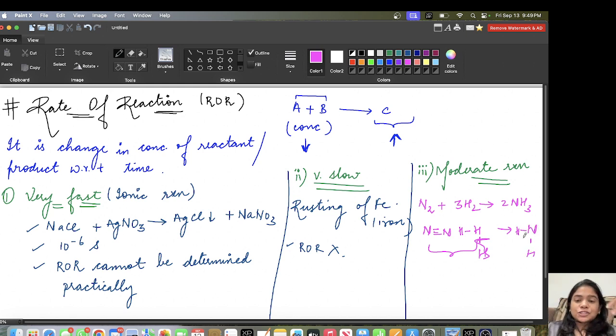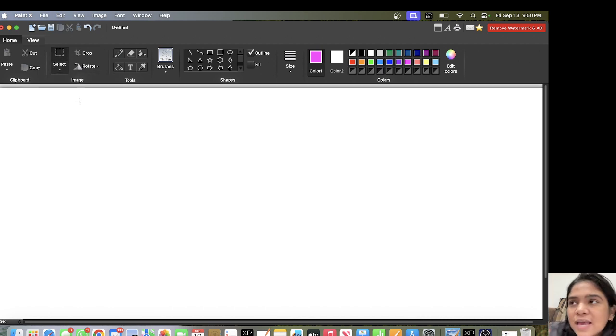These kinds of reactions only give us the rate of reaction. Only in these reactions can you practically determine the rate of reaction. So what is the rate of reaction? It is the change in concentration of reactant or product with respect to time. Of the three kinds of reaction, very fast, slow and moderate, we can only determine the rate of reaction for moderate reactions. Now there are two kinds of rate of reaction: instantaneous and average.